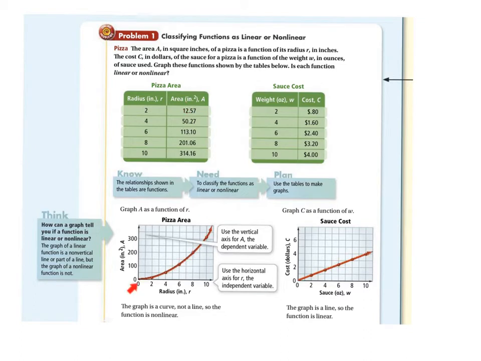And if you graph that, you can see down here, obviously it's 0, 0, right? 2, 12.57, and you can just see how it grows. It's a curve, not a line. Again, it's a curve, not a line.